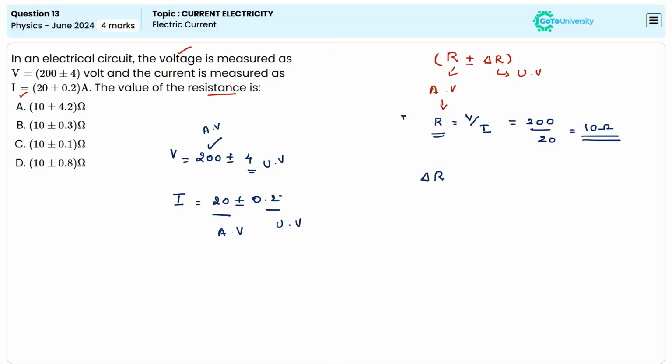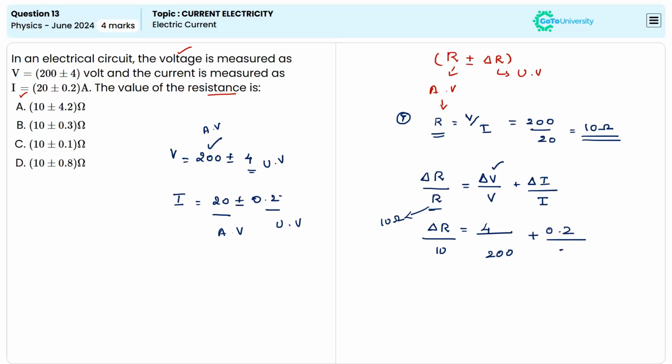It's known that when the R formula is in a division, the del R will have a formula of del R divided by R is equal to del V divided by V plus del I divided by I. So here we can apply the values. Del R divided by the R value, which is calculated as 10 ohm. So 10 is equal to del V, which is nothing but the uncertainty of voltage, given as 4, and V is the actual value, so we can write 200. Similarly, we can write for current 0.2 divided by 20.